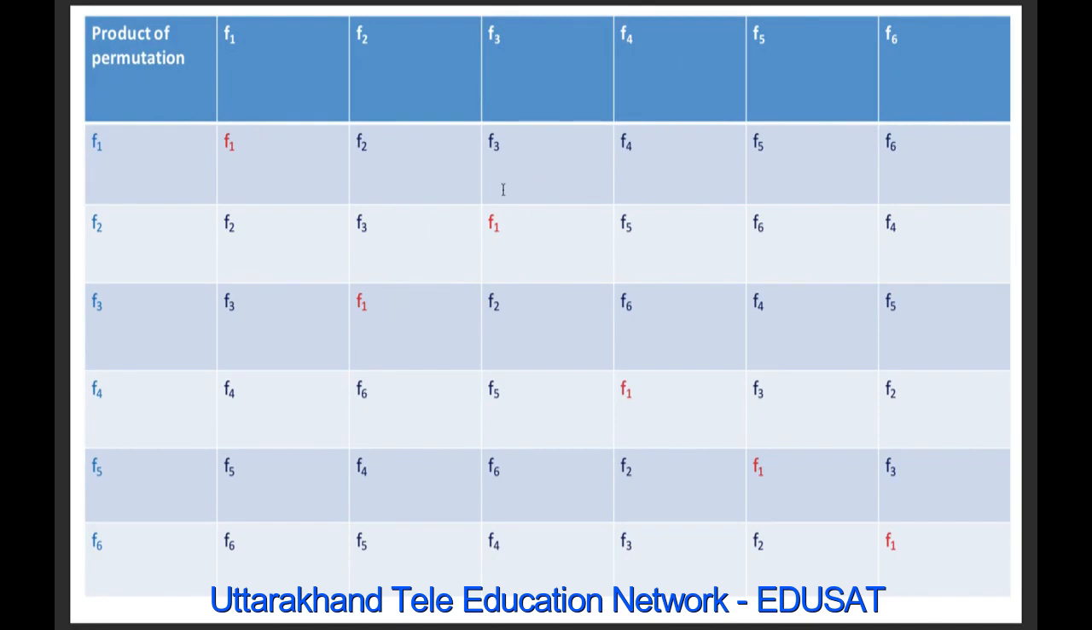In second row, identity element is in the third column. In third row, identity element is in the second column. In fourth row, identity element is in the fourth column. In fifth row, identity element is in the fifth column. And in sixth row, identity element is in the sixth column.